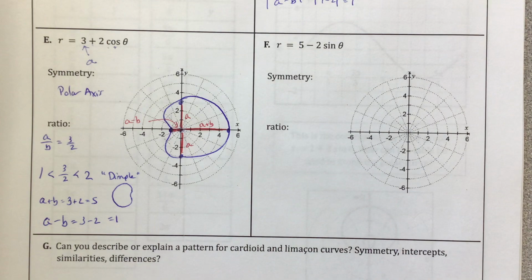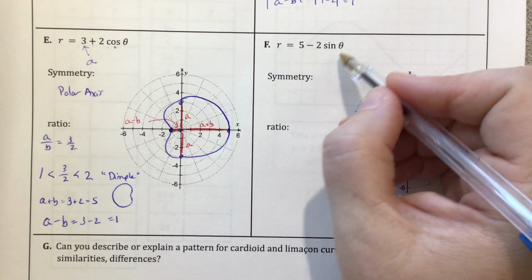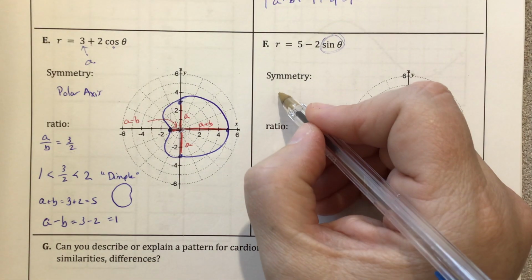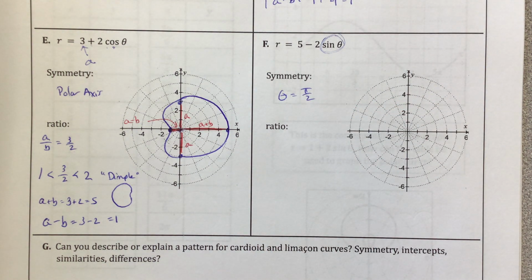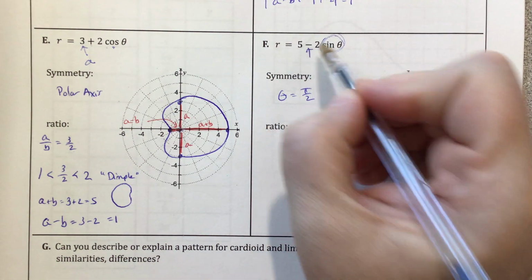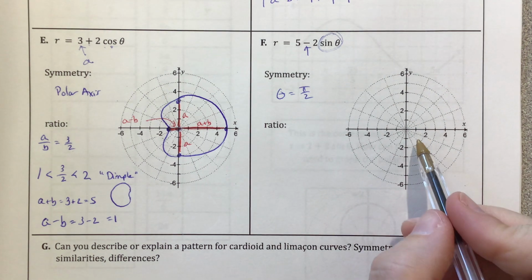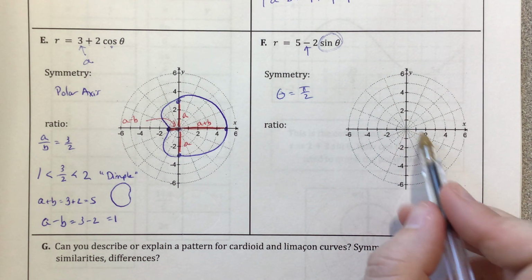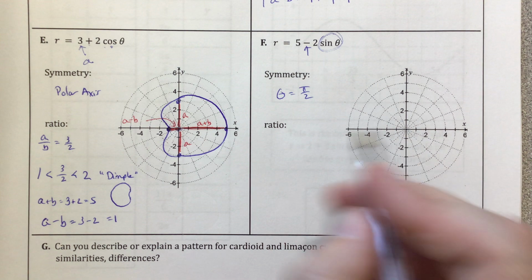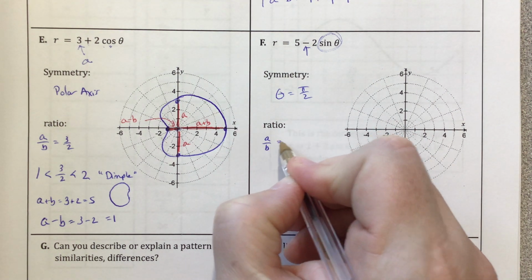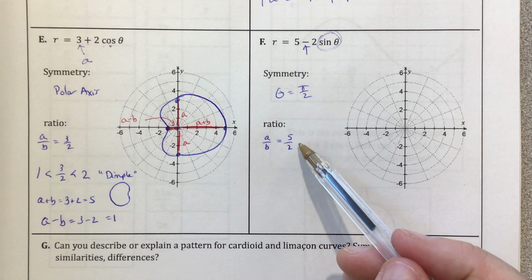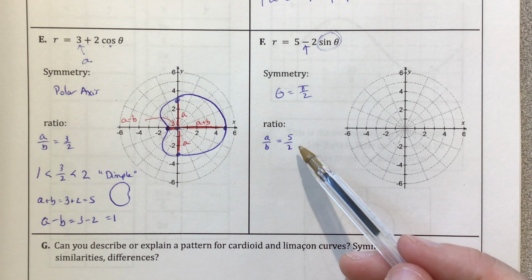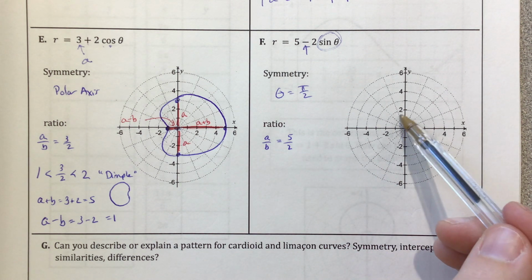Alrighty, let's look at the last one here. Symmetry with respect to the vertical axis, theta equals pi over 2. I'm going to be on the negative side of that vertical axis, so I'm picturing the majority of my graph being down here. Ratio a over b is 5 over 2. If that were equal to 1, it would be a cardioid with a heart-shaped graph that pulls in sharp to the pole.